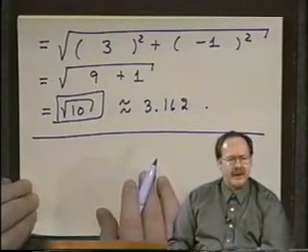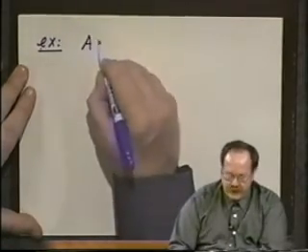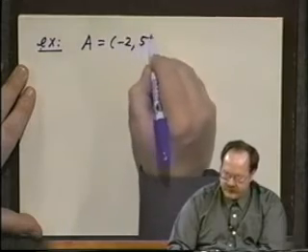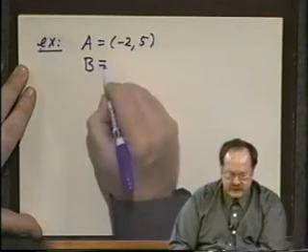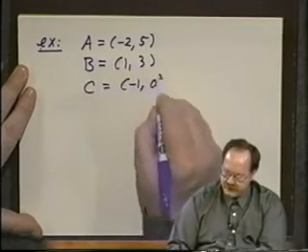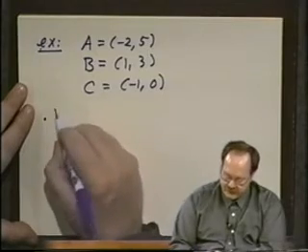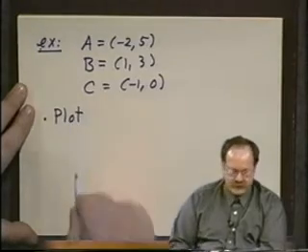Let's do a more interesting problem involving distance. This is the kind of problem you'll find in some of the homework. Example. Here are 3 points. A equals minus 2, 5. B equals 1, 3. And C equals minus 1, 0. And here's what I want to do with these points. I'll just list the directions, and then we'll go ahead and do all of these things.